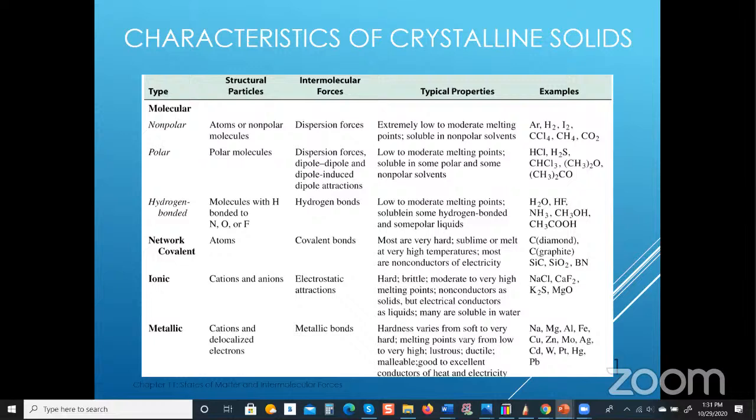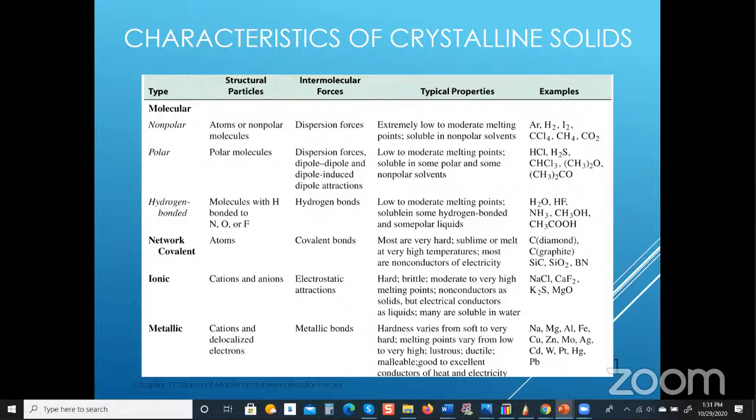All right. So let's talk about the characteristics of crystalline solids as it relates to the different types of intermolecular forces. So here we have a table where we have the different types of molecules, or if it's an ionic or metallic compound or element, and the type of particles, the type of intermolecular forces, and the typical properties that will be expressed based on the intermolecular forces, and some examples right here. So let's deal with one extreme of the spectrum where the molecules or atoms are nonpolar. We know what that means already. There's no separation of charge.